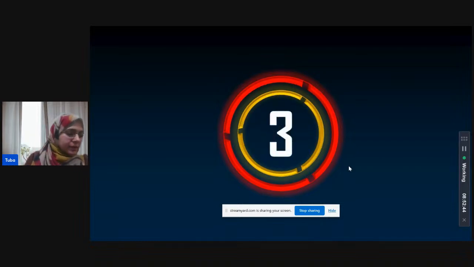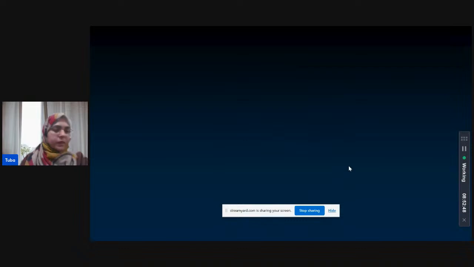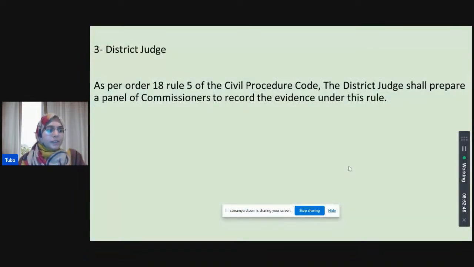I think Jasmine thinks it's state government. Vijaydeep thinks it's either state government or the High Court. It is actually the district judge. We have to go to Order 18, Rule 5 for this. So the district judge has to be tasked with preparing the panel of commissioners for recording evidence under Rule 5 of Order 18.